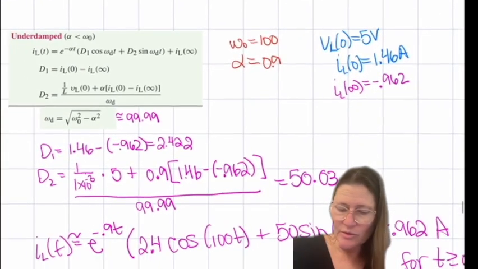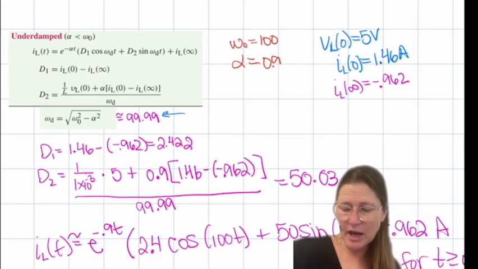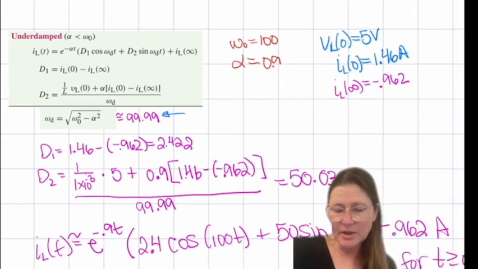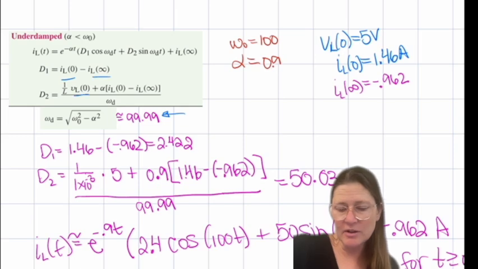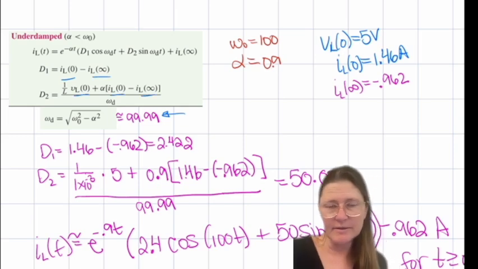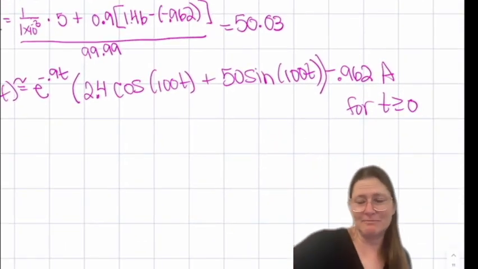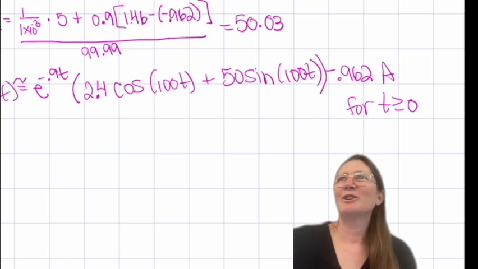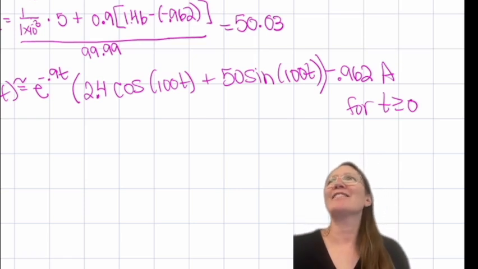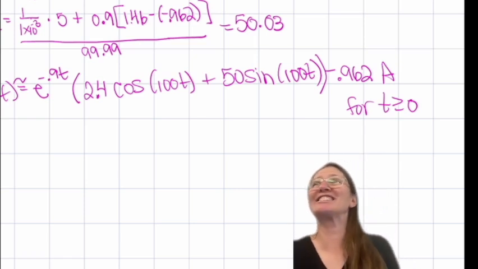And then you use an omega D, you calculate, and then plug in your values for the IL and the VLs. And you end up with this end equation. All right. That was a really quick talk through. Questions?